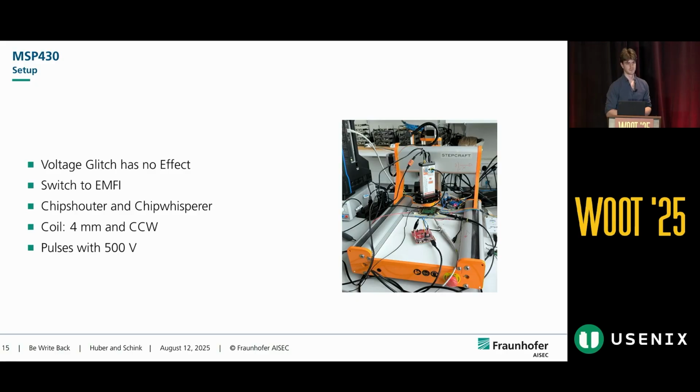For that reason, we switched to an EMFI setup, which we can see here. It's a bit messy, but it works. We're using a ChipSHOUTER and a ChipWhisperer with a 4mm coil that is wound counterclockwise. For the pulses, we used 500 volts. We started to see effects with 480 volts, but they were kind of unstable, so we just took 500 volts.